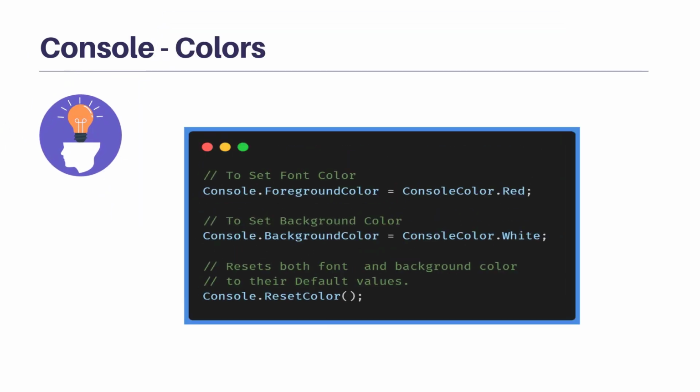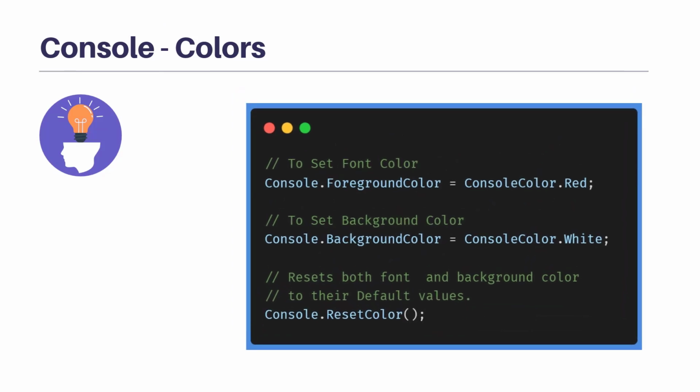Console class also provides methods to alter font color of the text that will be printed. Console.ForegroundColor is used for that purpose. We can set this property to any color of our choice. If we want the default colors back, then we can just call Console.ResetColor method.